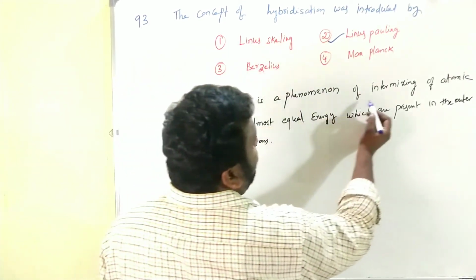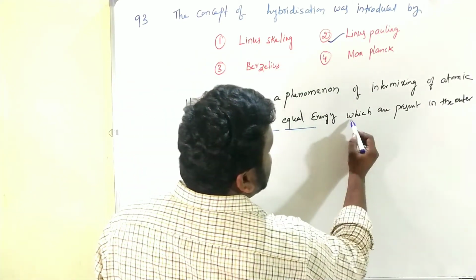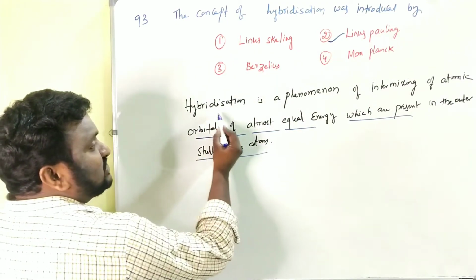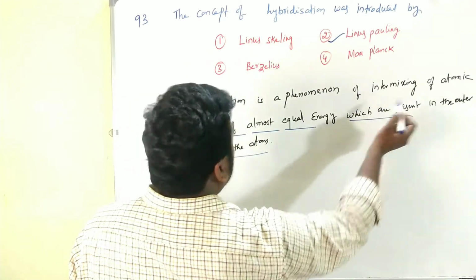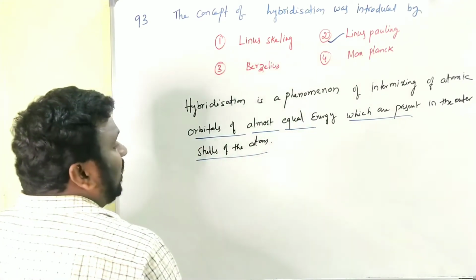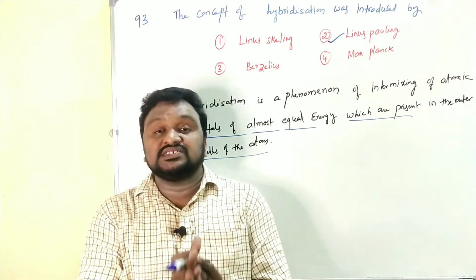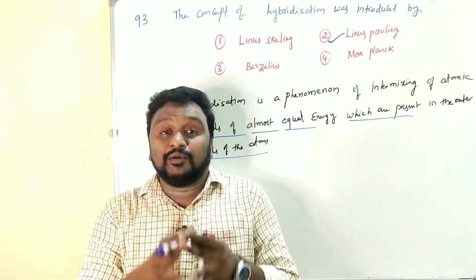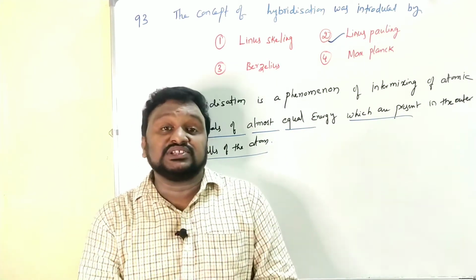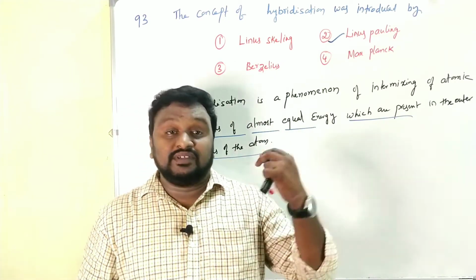Hybridization is a phenomenon of intermixing of atomic orbitals of almost equal energy which are present in the outermost shell of the atom. This is what we call hybridization. Hybridization is nothing but intermixing of the orbitals of the same energy levels. After redistribution of electrons also, there is no change in their shape and energy. So almost all similar to the previous one.